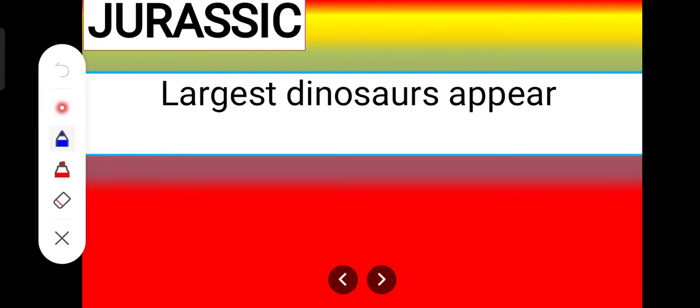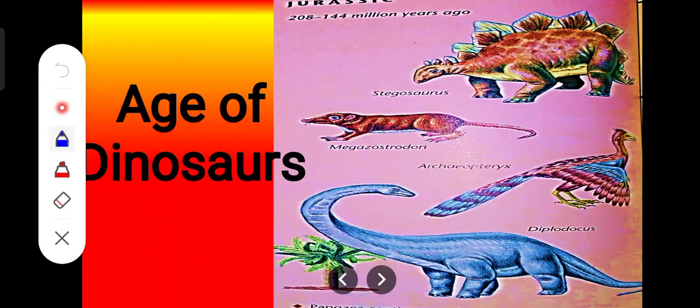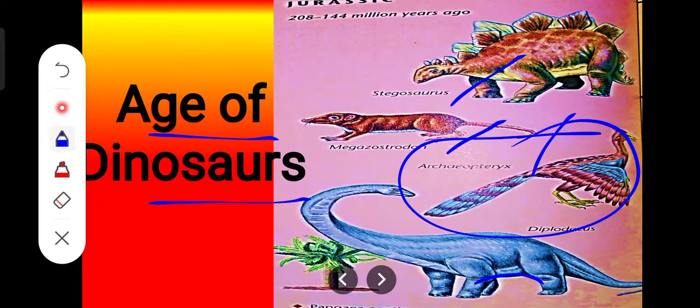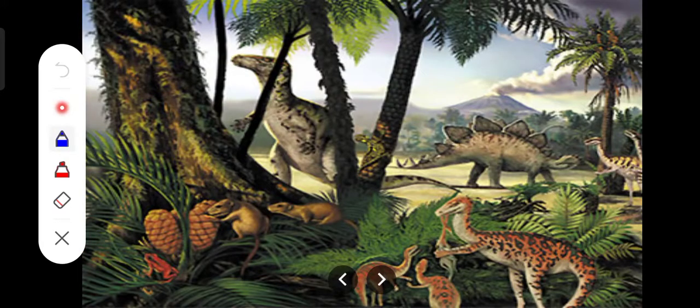Next period is the Jurassic. So, under the Jurassic, largest dinosaurs began to appear. And it is considered as the age of dinosaurs because there is the presence of small, big, different kinds of dinosaurs. For example, we have here Stegosaurus, Megazostrodon, Archaeopteryx, and Diplodocus. Okay, so take note that we have here the first bird, Archaeopteryx. It is the first bird. So here, we have here an illustration of different dinosaurs.